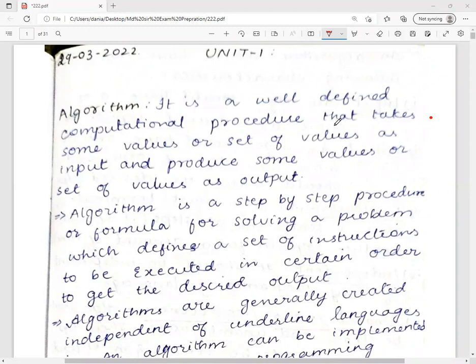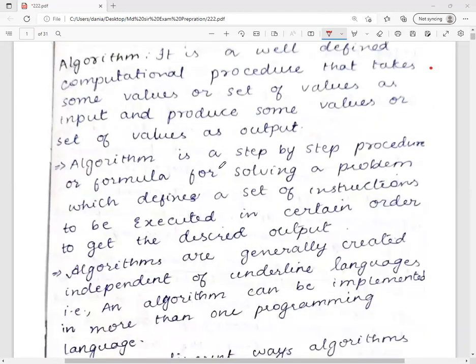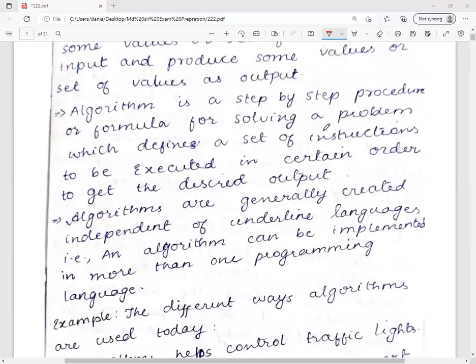Let's say we are making an algorithm to add two numbers. We will have a few steps, right? We will take A as input, we will take B as input. We will add both of them, save it into a variable and print the value, right? So that's a step-by-step procedure to solve a particular problem. So an algorithm is a well-defined computational process that takes some value or set of values. An algorithm must take an input and it must give an output. It must produce some values as an output.